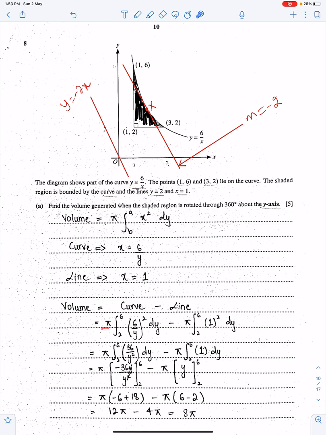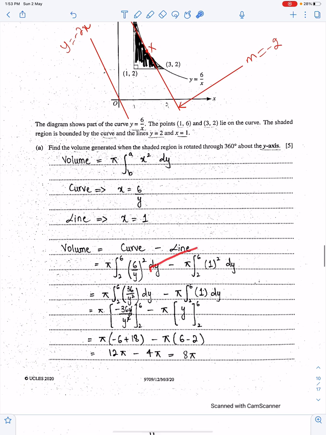For the curve, pi, and make sure you take the limits for the y-axis, 2 and 6. This is the equation of the curve. Square this, write dy. This is the formula for volume of rotation. It's here. This is the volume generated by the line when the line is rotated 360 degrees about the y-axis. You just need to handle this integration carefully. This will become 36 y to the power minus 2.